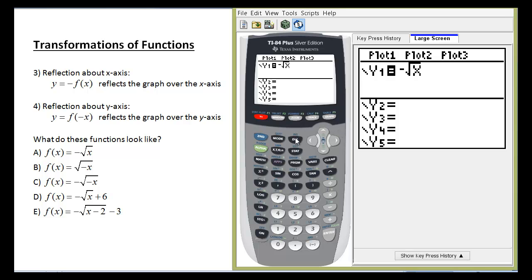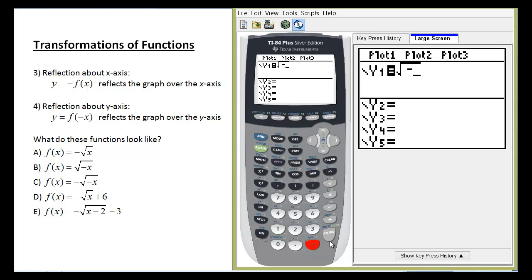This time I'm going to delete this negative here. This time I'm going to do option B, and I'm going to put the negative on the inside of the square root with the x. Now that may be a little counterintuitive to some of you. Some of you are probably wondering, wait a second, you can't have a negative inside of a square root. Well, you're absolutely right, you can't.